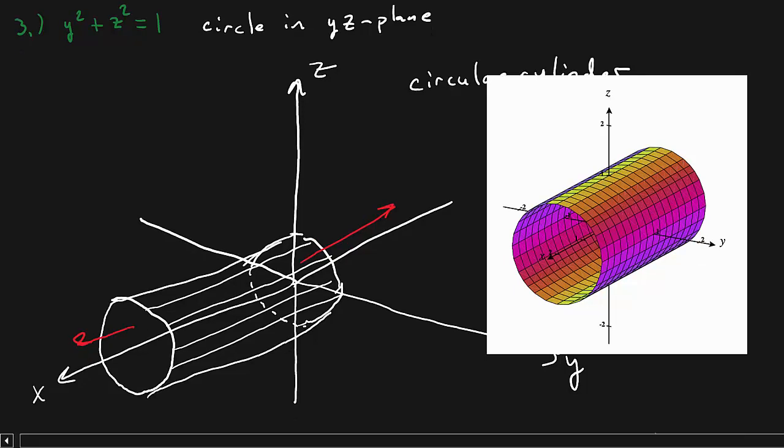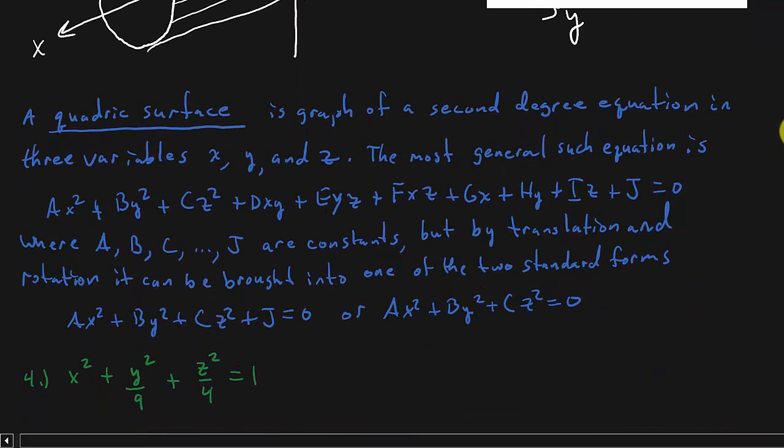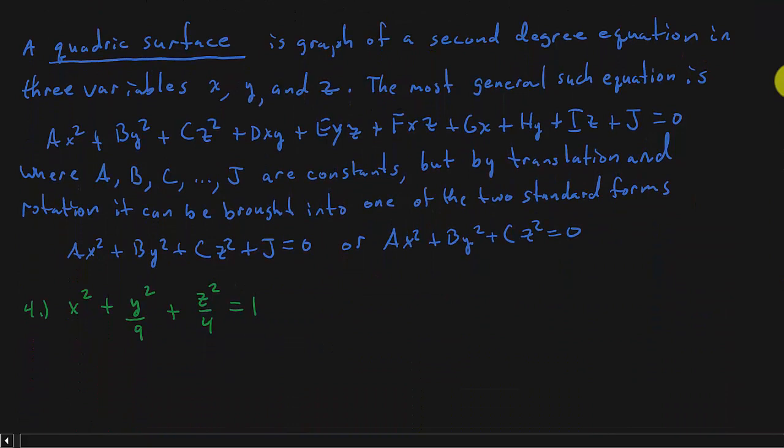All right, so now let's look at the next thing, quadric surfaces. A quadric surface is the graph of a second degree equation in three variables x, y, and z. The most general such equation is this thing right here. I'm not going to read it all off. You can read that, where A, B, C all the way to J are constants.